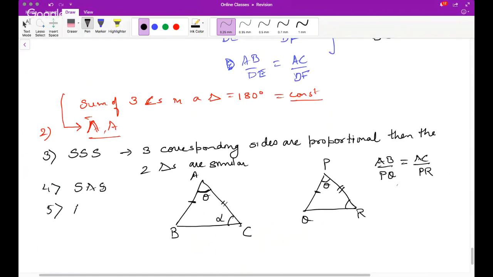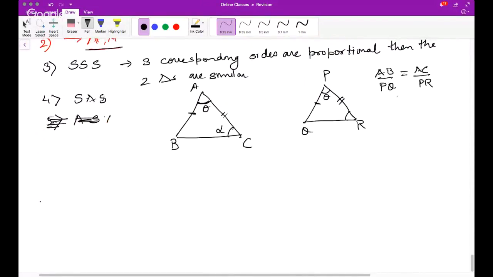Fifth one is ASA, and ASA is actually not required, because the moment you say ASA, it's like saying AA. So two angles are the same, that means they are the same. So these many criteria are there to prove any two triangles to be similar.